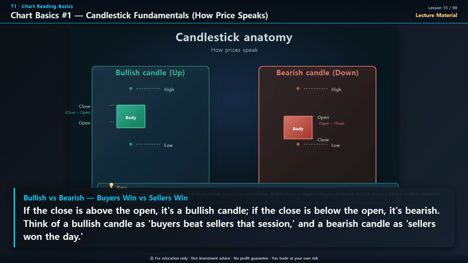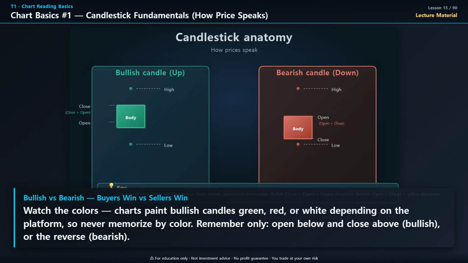If the close is above the open, it's a bullish candle. If the close is below the open, it's bearish. Think of a bullish candle as buyers beat sellers that session, and a bearish candle as sellers won the day. Watch the colors. Charts paint bullish candles green, red, or white depending on the platform, so never memorize by color. Remember only: open below and close above, bullish; or the reverse, bearish.